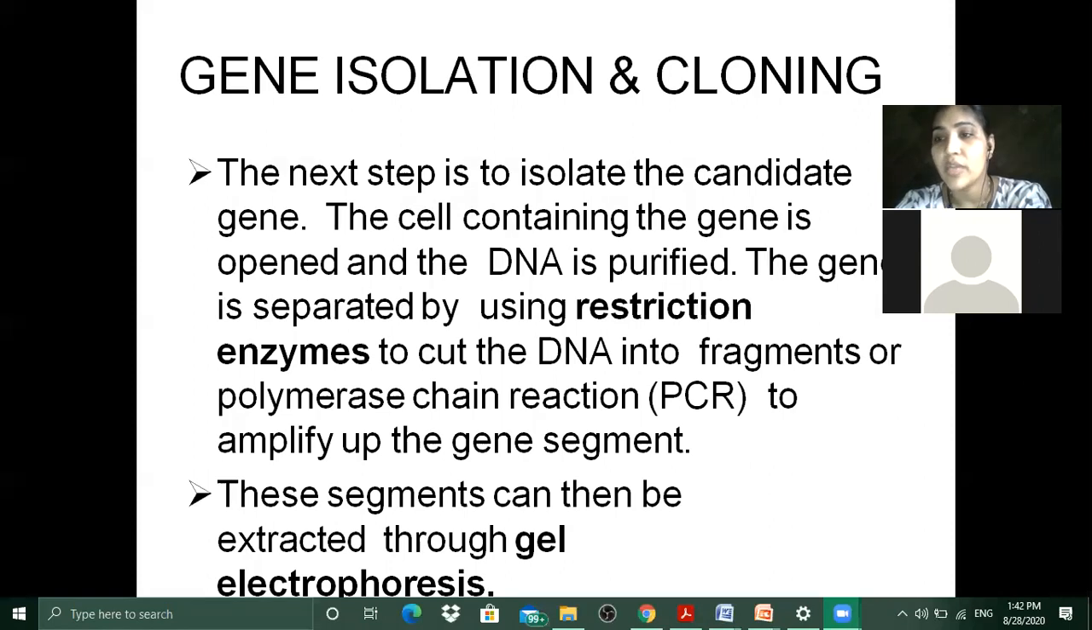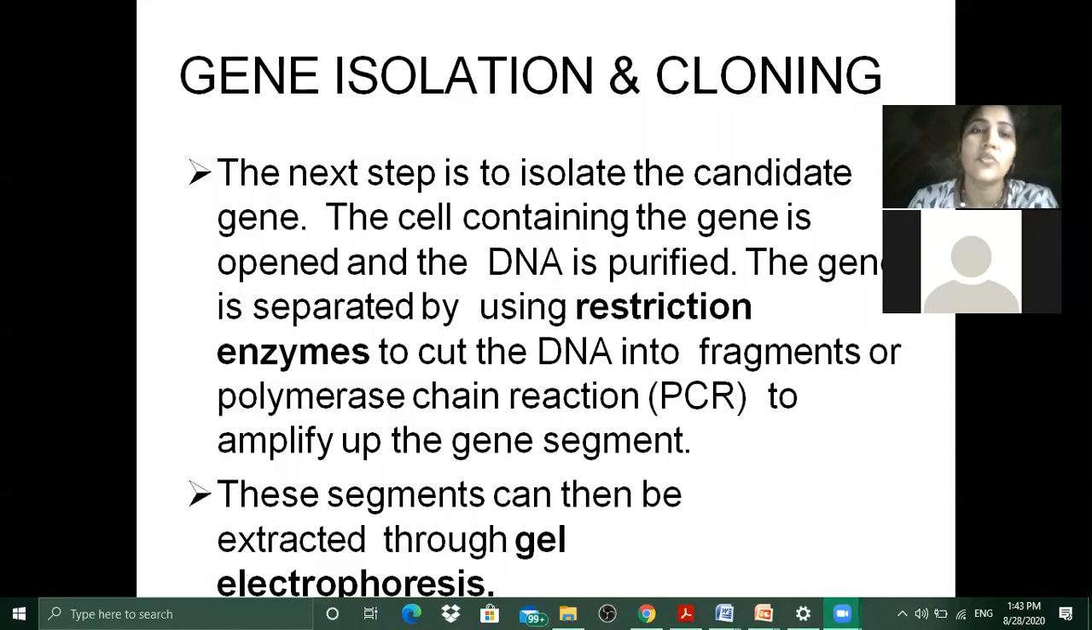So polymerase chain reaction is nothing but if you have a particular DNA segment, with the help of DNA polymerase enzyme and other dNTPs, you can amplify that particular gene sequence. So that process will be called as what? PCR, that is polymerase chain reaction, which will amplify your gene segment. So if you have only one copy of that gene segment, you can probably make thousands of copies of that particular gene. And these segments can then be extracted through gel electrophoresis.